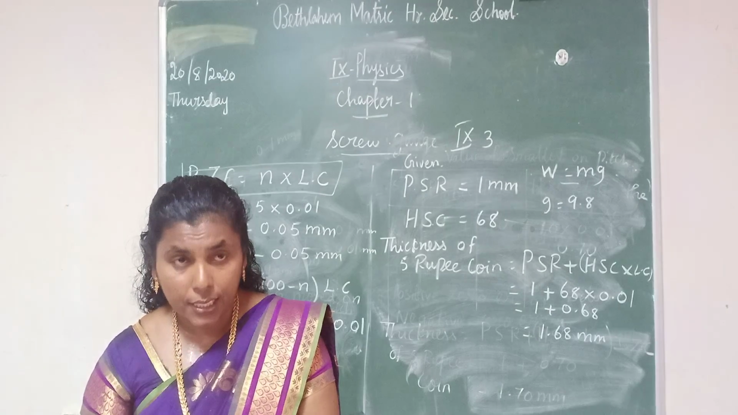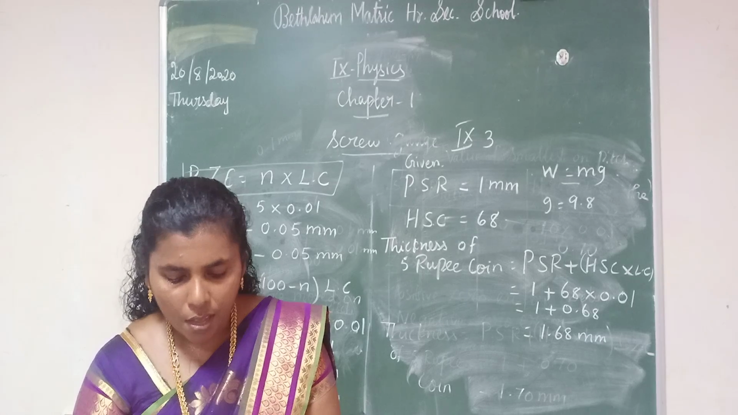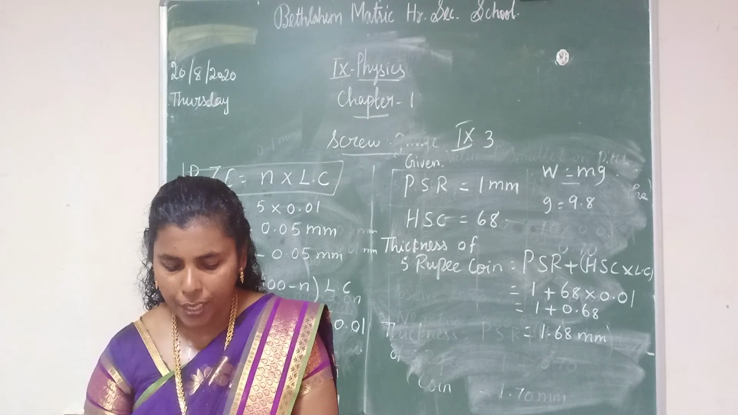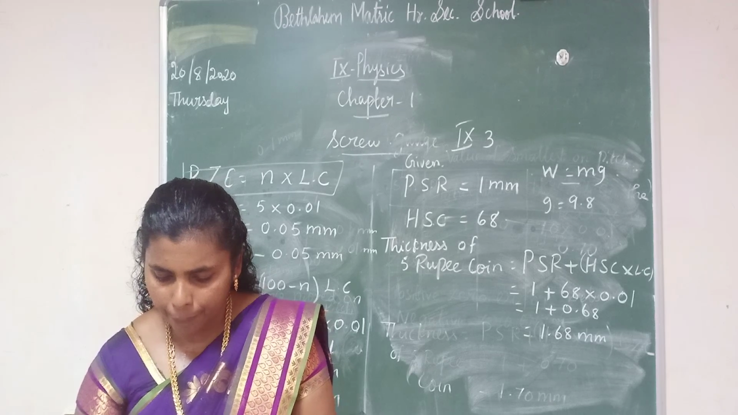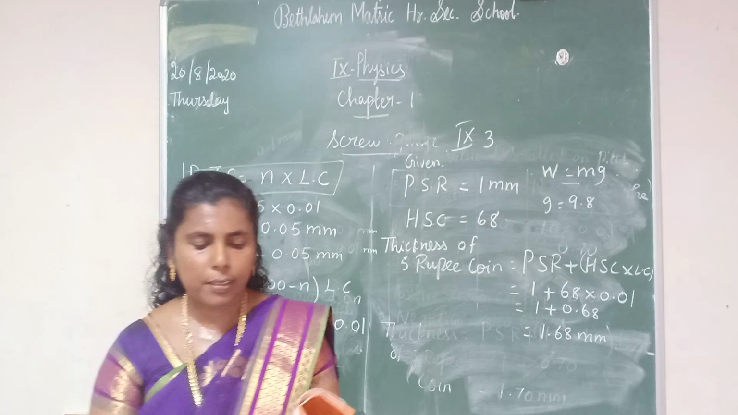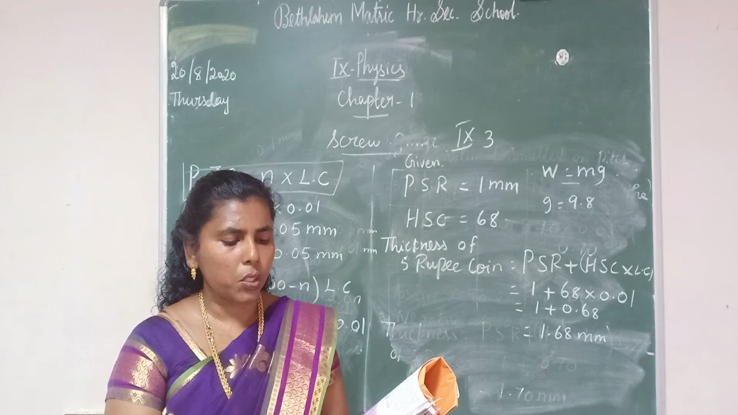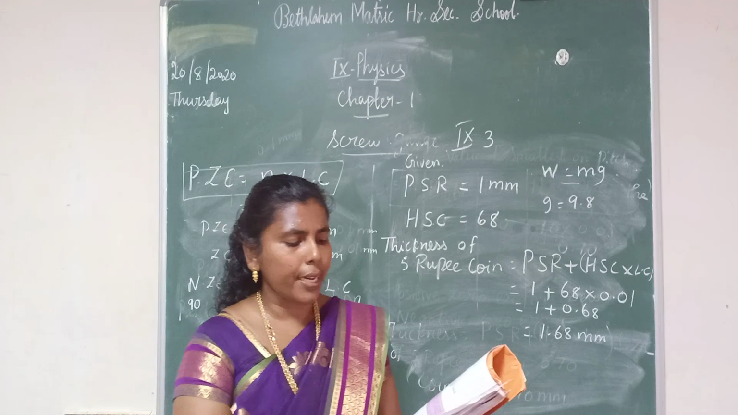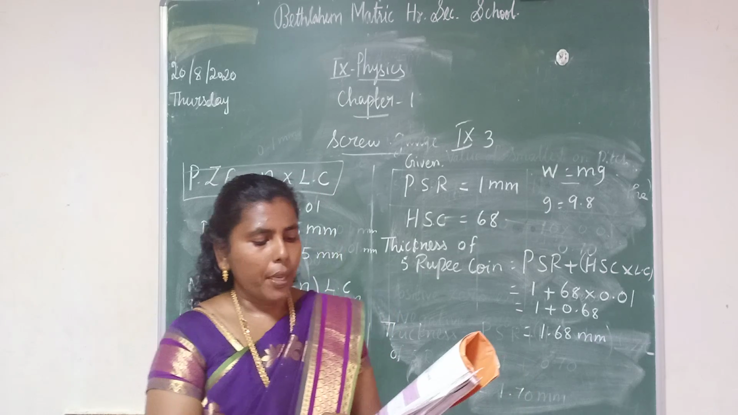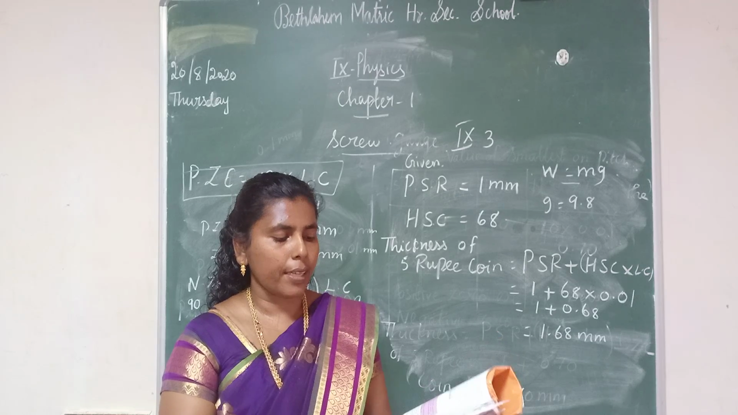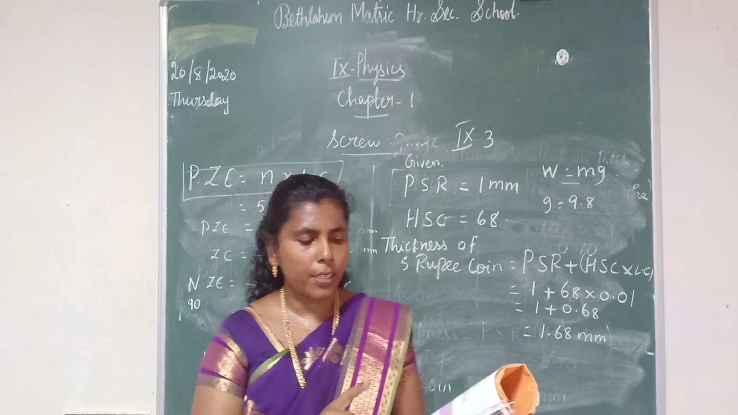Then Roman letter 6, question number 5. What do you know about the pitch of the screw gauge? On page number 7, under the heading pitch of the screw gauge: the pitch of the screw is the distance moved by the tip of the screw in one complete rotation of the head. Then pitch of the screw equals the distance moved by the screw divided by the number of rotations of the head scale. That is question number 5.